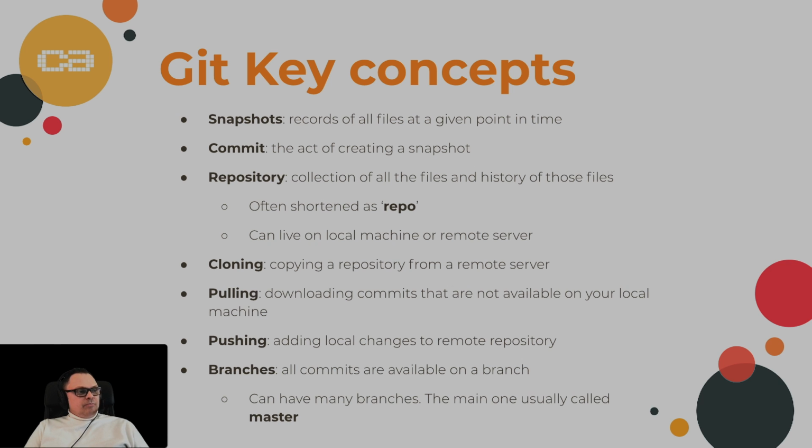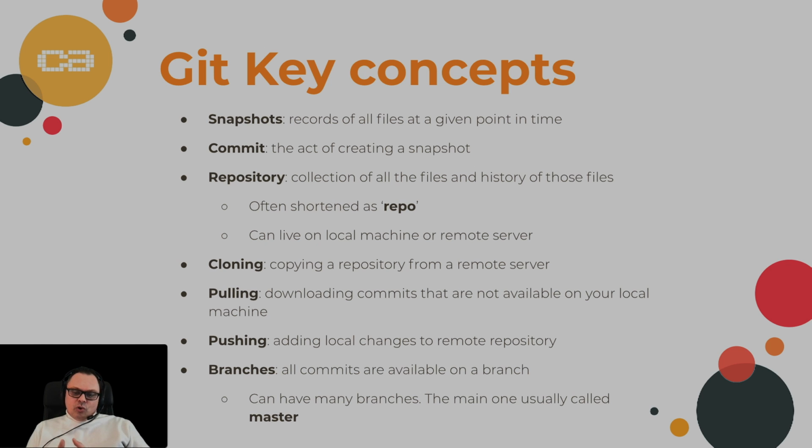Branches is another thing, and that calls for a longer explanation. But at this point, let me just say that branches are commits on a specific version of your repository, and a repo can have many branches. The main one is usually called the master branch, or nowadays it's actually referred to as the main branch. I need to update this slide.